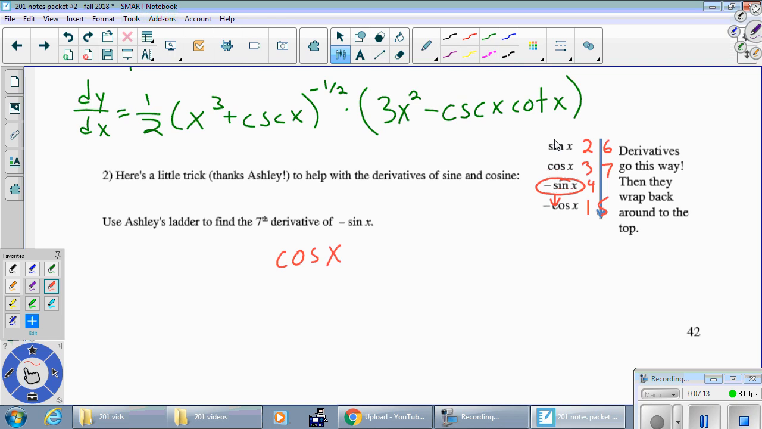Okay, so what if it were something bigger, like not 7th, but maybe the 753rd? You could use division, right? This thing just loops around in cycles of 4. And so if I asked you for the 753rd derivative of negative sine of x, I'd like you to be able to do it without too much effort, without counting it all out clearly, like we did there with the 7th derivative.